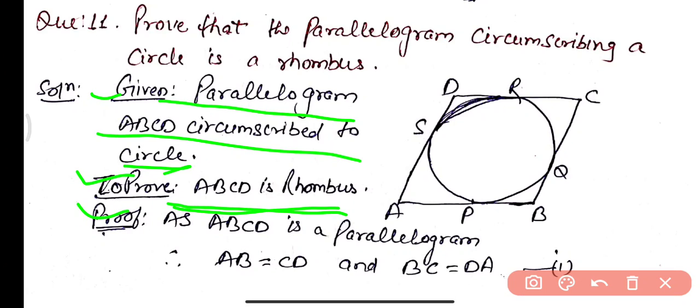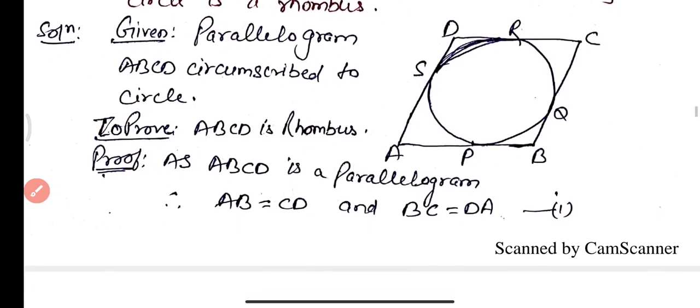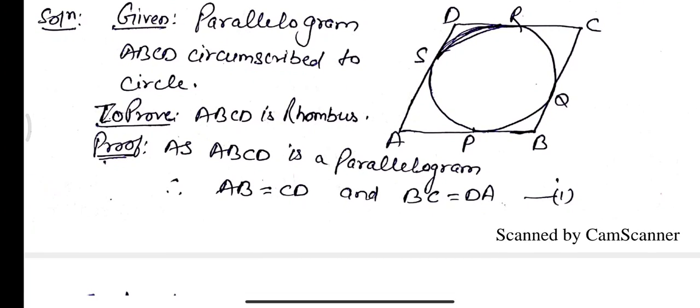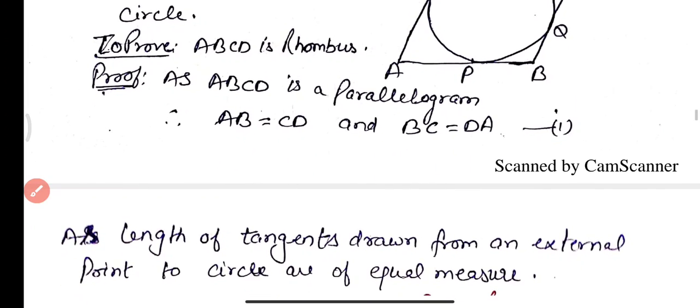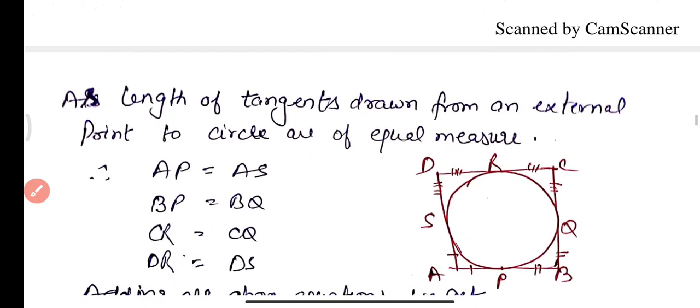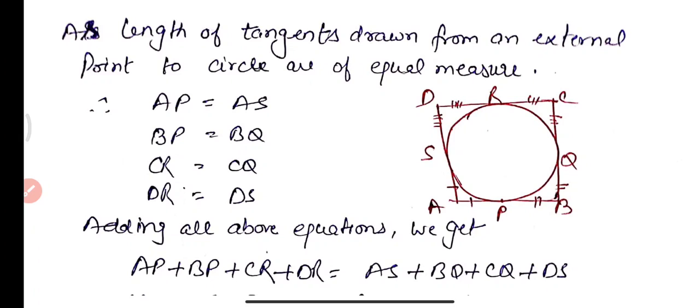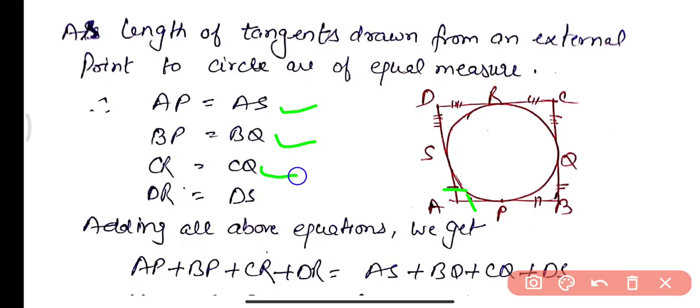Now in the proof part, ABCD is a parallelogram, therefore first of all write the properties of a parallelogram, that is opposite sides are equal and parallel. We need just the equal sides. So AB equals CD and BC equals DA. Now as the lengths of tangents drawn from an external point to a circle are equal in measure, therefore we can say AP equals AS, and BP equals BQ, CR equals CQ, and DR equals DS.